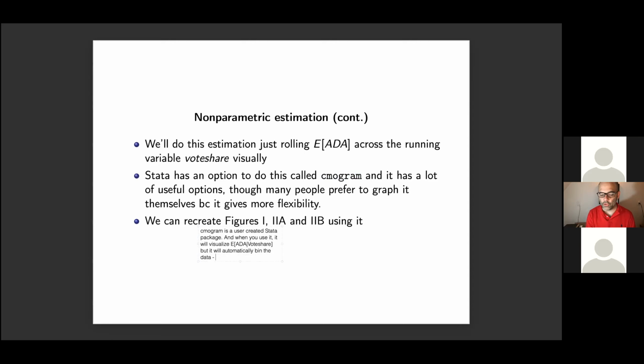It will automatically bin the data. You can't choose your bins. It's using some algorithm for choosing the width of the bins for each data point representing the vote share. So if you want more control over your binning, you will want to use your own modeling or another package. But I'm going to show you Cmogram and the R code for its own visualization.